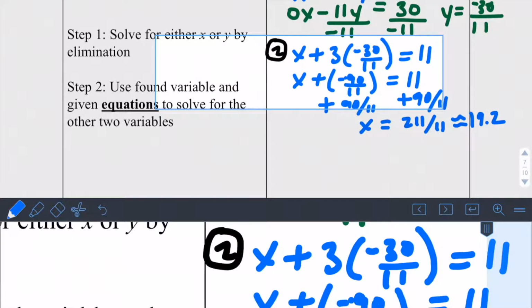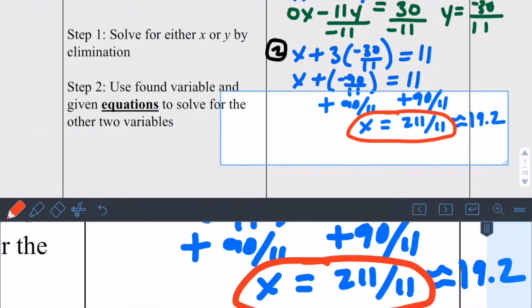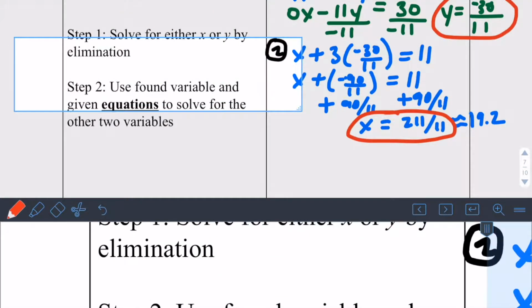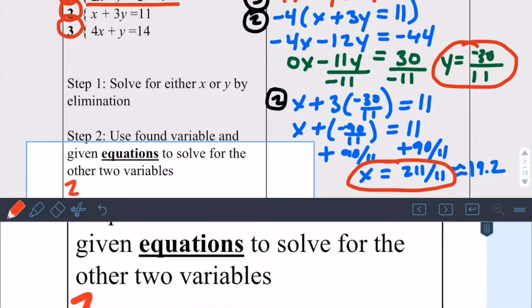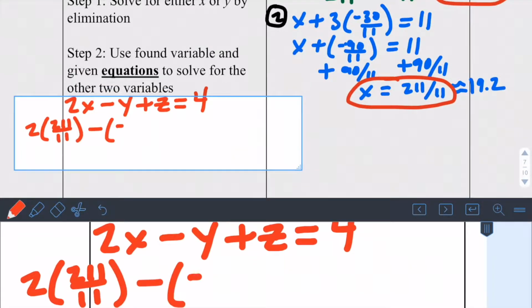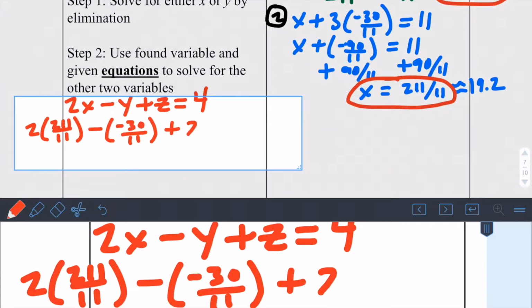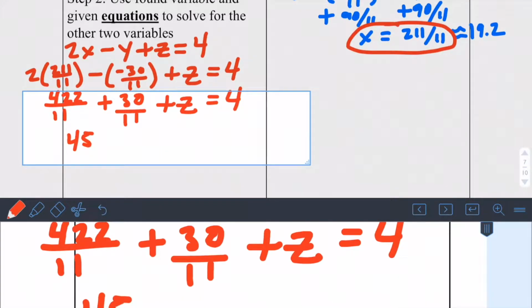So now we want to use these two variables, what they equal, which is x equals 211 over 11, y equals negative 30 over 11, and we want to plug that into equation 1, solve for z. We're going to have 2x minus y plus z equals 4. We're going to have 2 times 211 over 11 minus negative 30 over 11 plus z is equal to 4, which is going to give us 422 over 11 plus 30 over 11 plus z equals 4. So we're going to have 452 over 11 plus z equals 4.